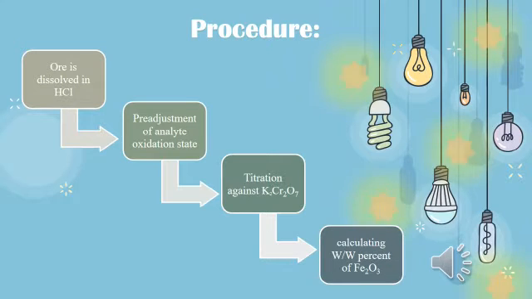For this process, the ore is first dissolved in HCl. Then the oxidation state of the analyte is pre-adjusted before the titration. Now titrate the given sample against the potassium dichromate and calculate the percentage of ferric oxide present in the ore by calculating the volume of titrant used for the titration process.